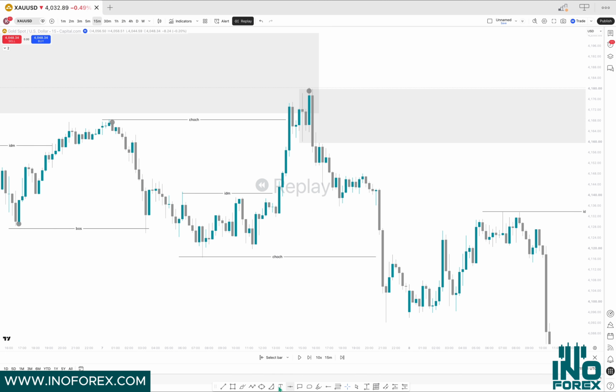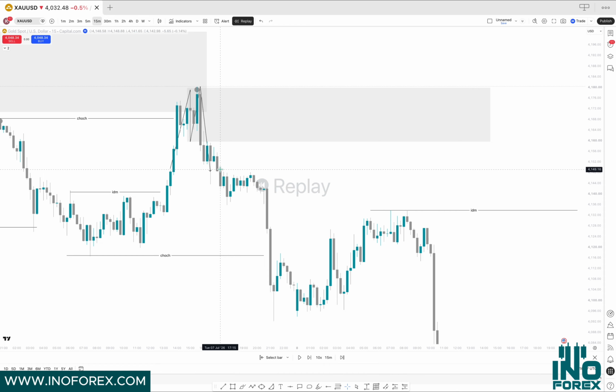Why? Because this is a valid pullback. As you see, market push to the upside and create a pullback. Again, market push to the upside and create a pullback. So this pullback becomes unmitigated order flow. So this is a valid order flow.